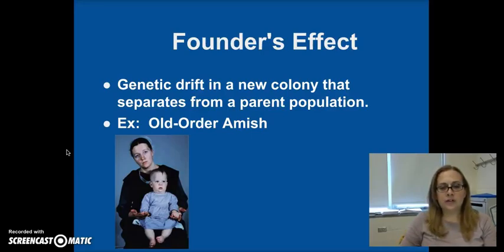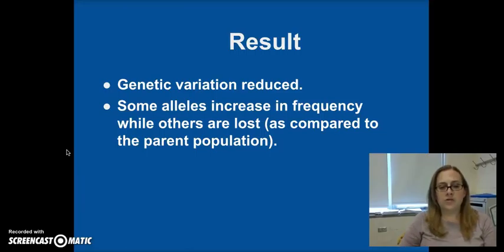Next, you have founder's effect, and this would be genetic drift in a new colony that separates from a parent population. So an example would be older order Amish. You have a smaller population that separated from the old one, and then that population continued to essentially reproduce within that population, and so you see founder's effect. And so again, the result is going to be reduced genetic variation. You'll have some alleles increase in frequency while others are lost as compared to the parent population.